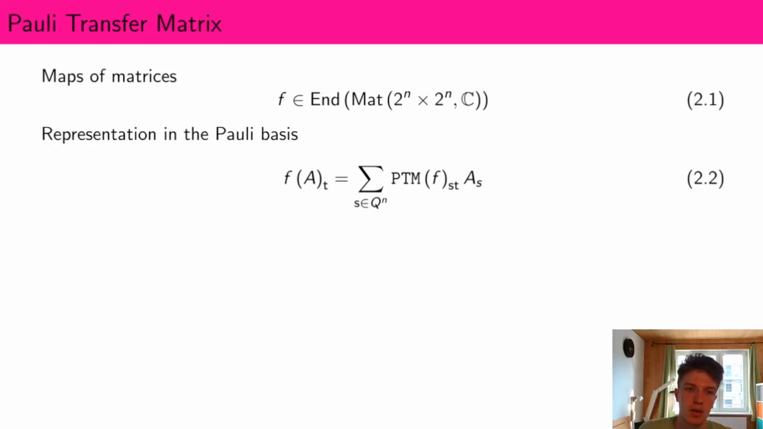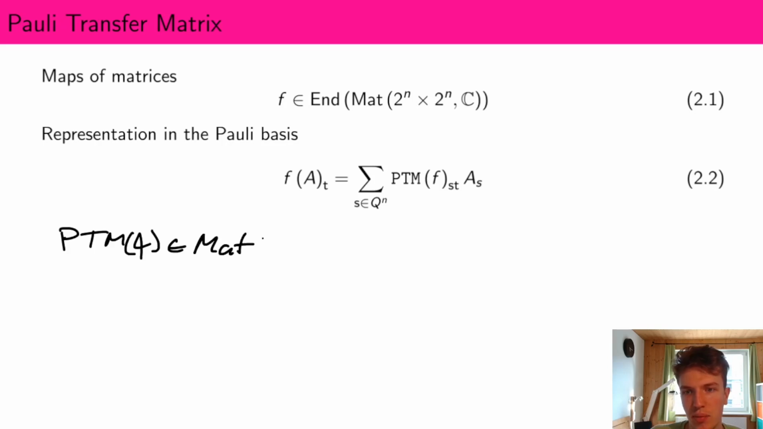And now to the second part, the Pauli transfer matrices. For the Pauli transfer matrices, we consider functions that map matrices to matrices. And the Pauli transfer matrix is then the representation of this map in the Pauli basis. So the Pauli transfer matrix of this function would be a 4^n times 4^n matrix.